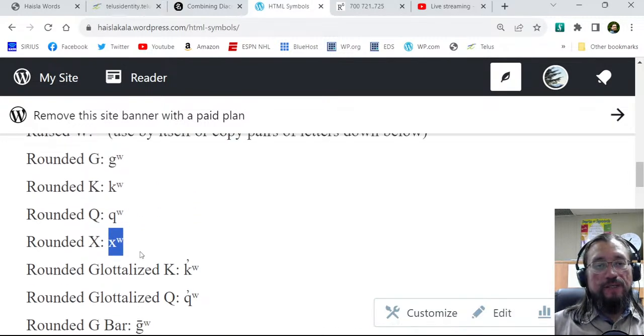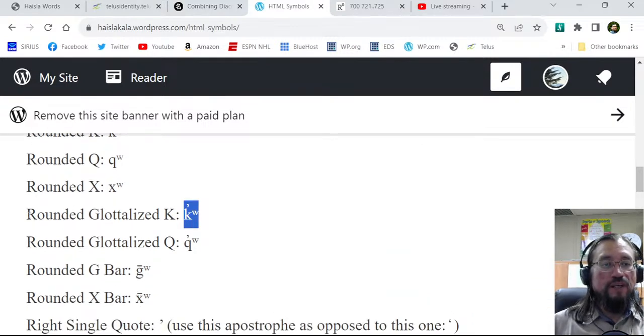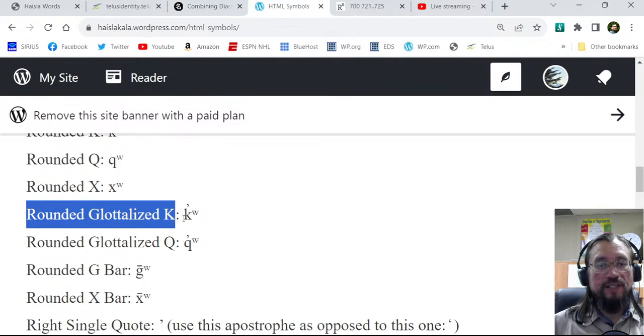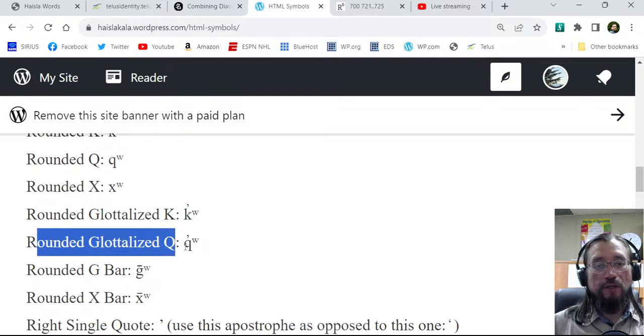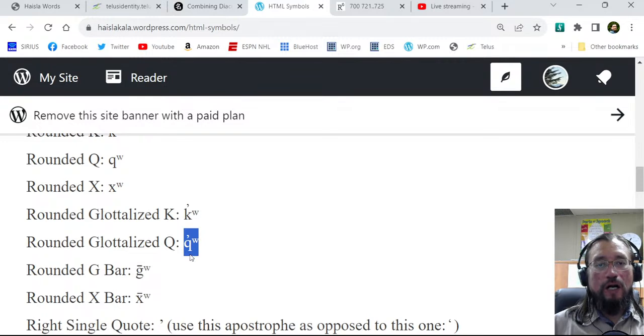We also have a couple of these combinations that have an apostrophe over top of the main consonant. So this first one is a rounded glottalized K. It's a letter K followed by a small raised W, and it also has an apostrophe. So this is kwa, kwa. And there's also a rounded glottalized Q, kwa, kwa. It's a slightly deeper sound.